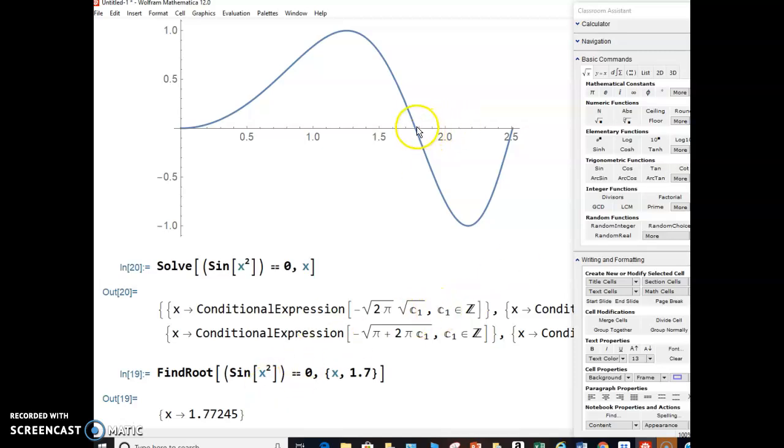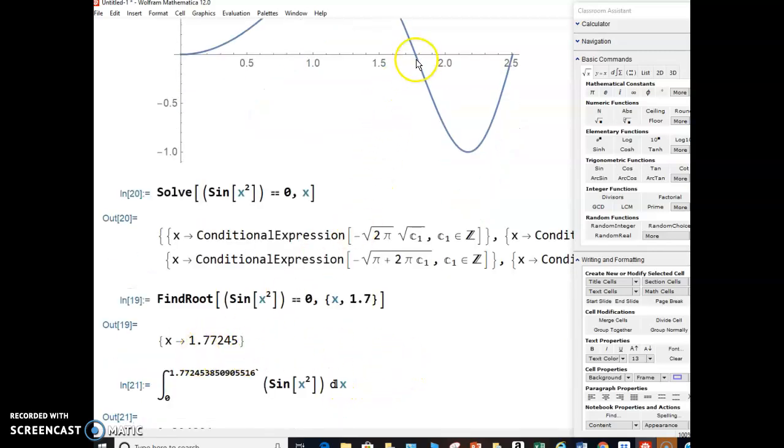So what we usually do is say, okay, I want to find the root right here. This looks like 1.5, 1.6, 1.7, 1.8. So it's about 1.7 or 1.8. I used the FindRoot command. I said, find the root that is equal to 0 of x near 1.7, and Mathematica gave me that root right there: 1.77245.